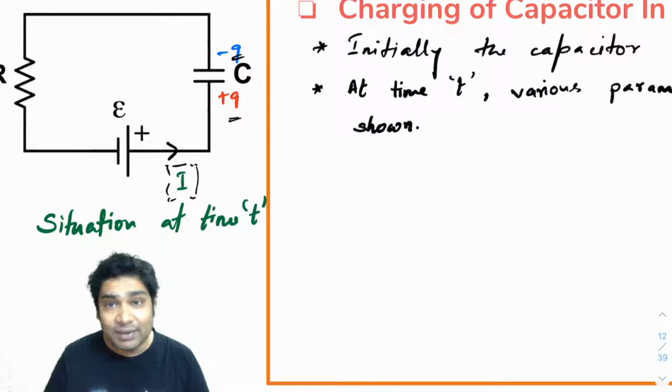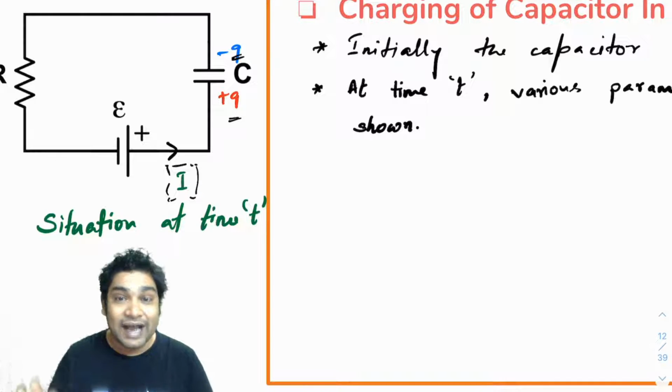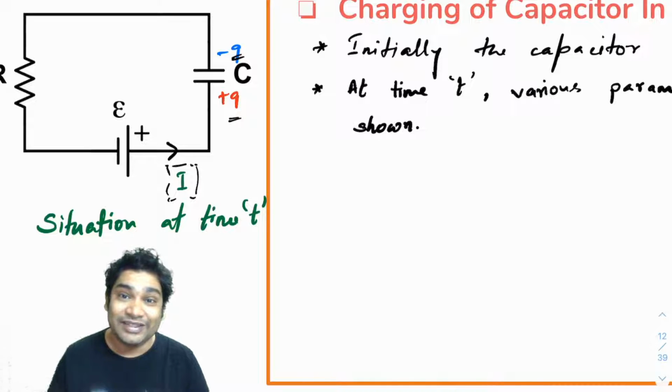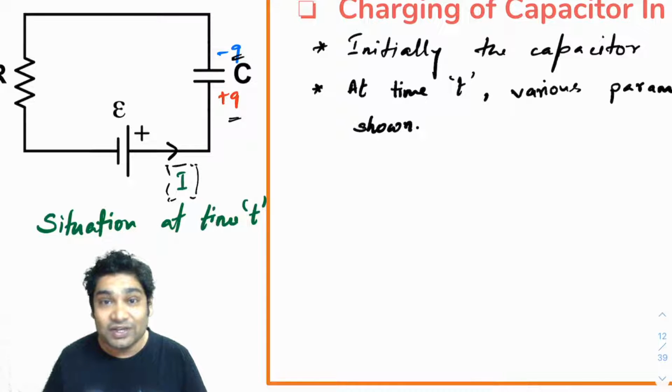Yes. Time t means some intermediate stage. At some random time t, I am assuming all these things to be present in the circuit. Now what I will do is study the relation between these quantities. So we start by using the KVL laws.